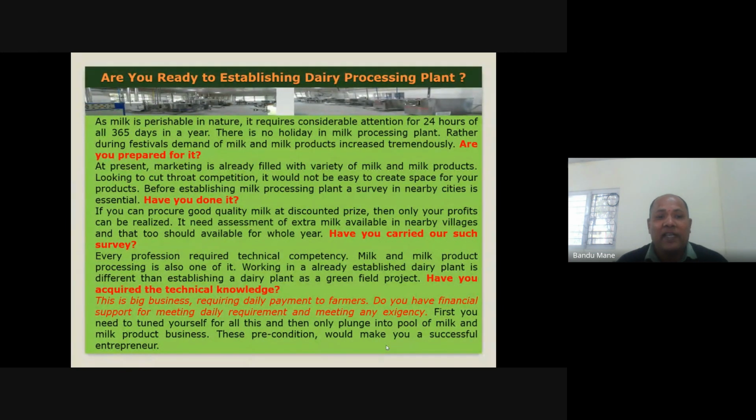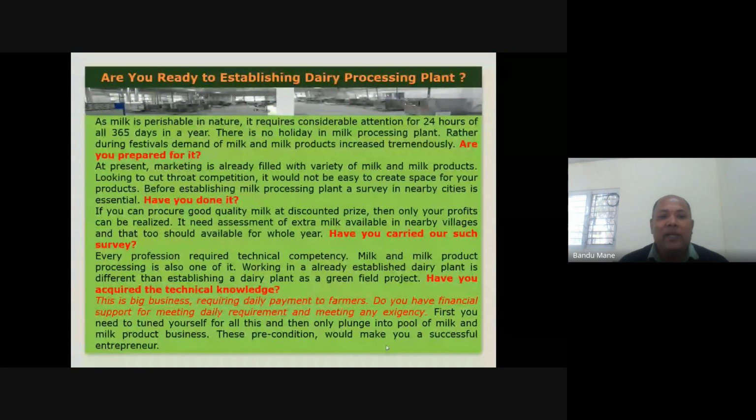Another aspect is every profession requires technical competency. Milk and milk products processing is also one of them. Working in an already established dairy plant is different from establishing a dairy plant as a greenfield project, which is a new project. Have you acquired the technical knowledge or technical know-how for establishing the dairy processing plant? That is another criterion before starting the dairy processing plant.